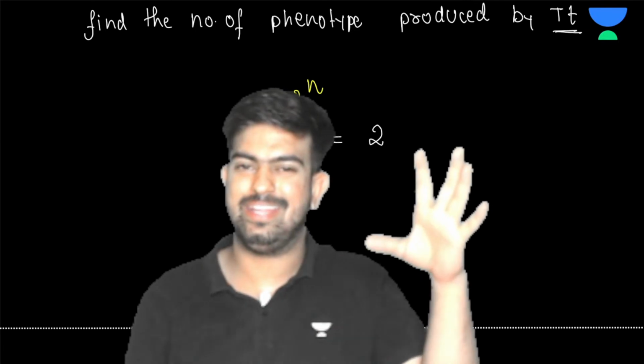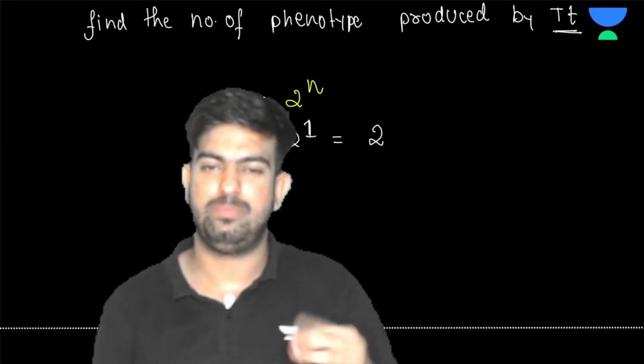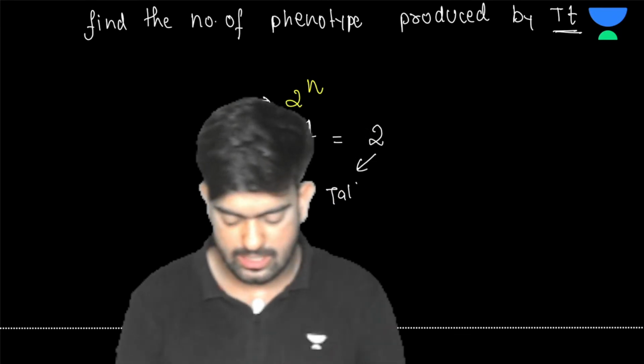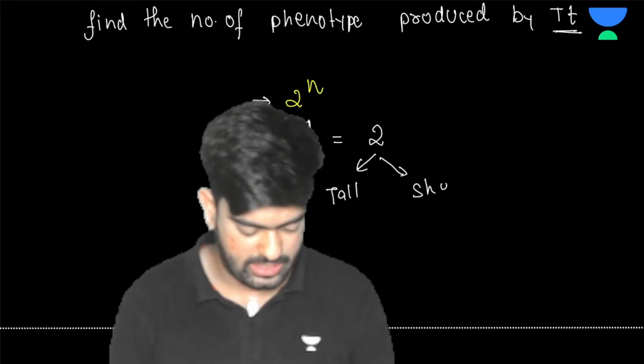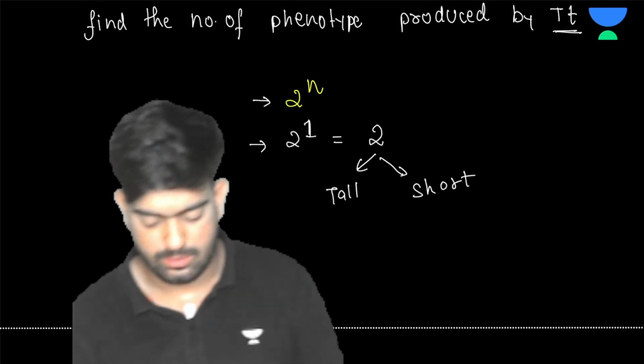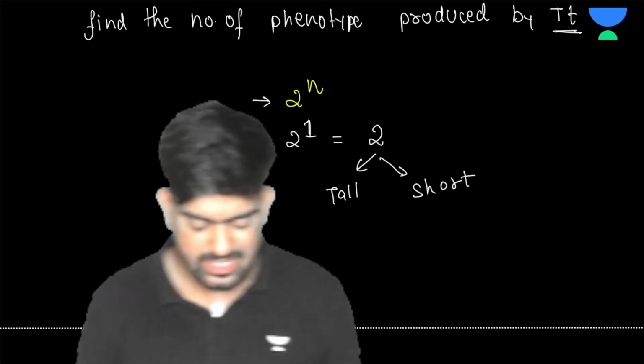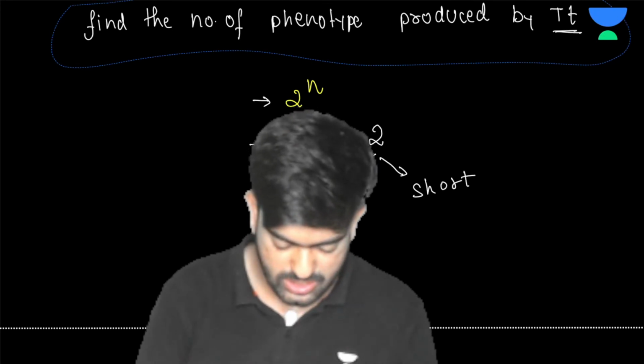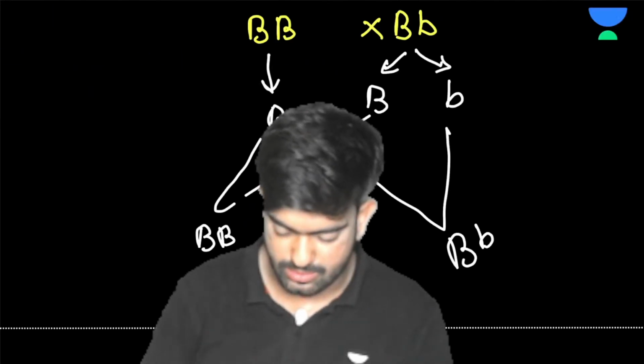We read that in plant height we have tall and short plants. So how many phenotypes? 2 phenotypes. One will be tall, the other will be short. Great. Now, again, the same question with a different genotype. Let's practice more.